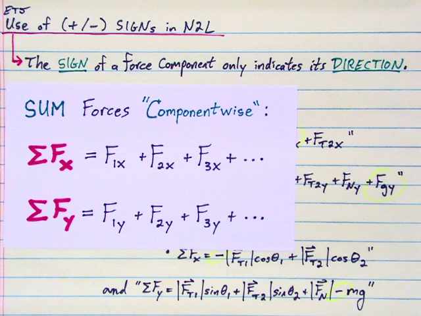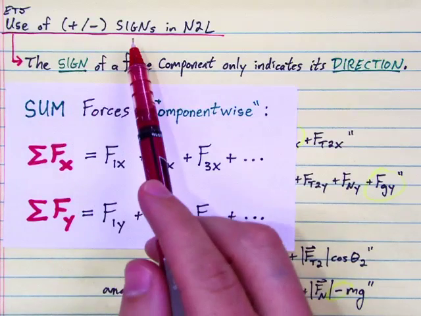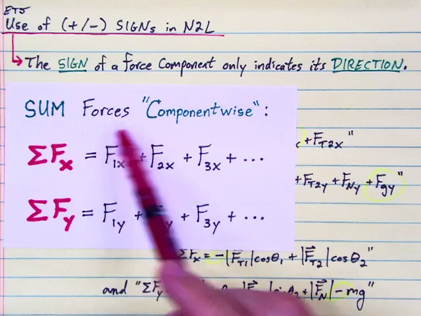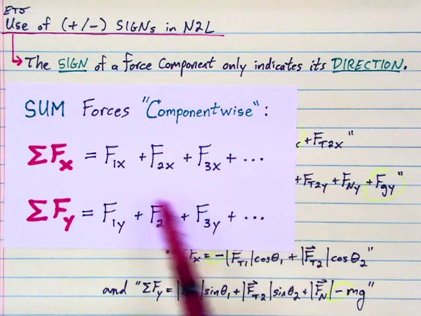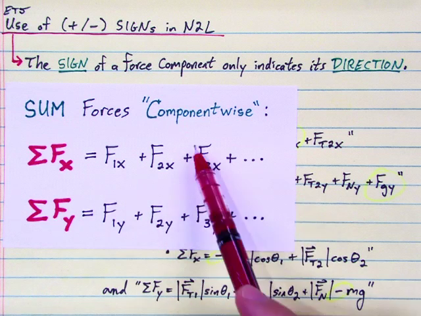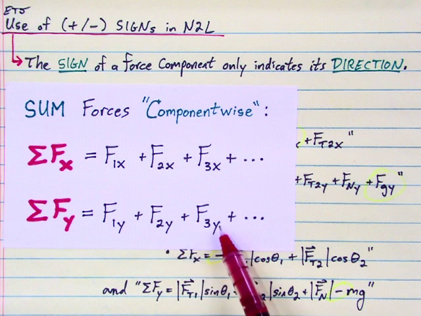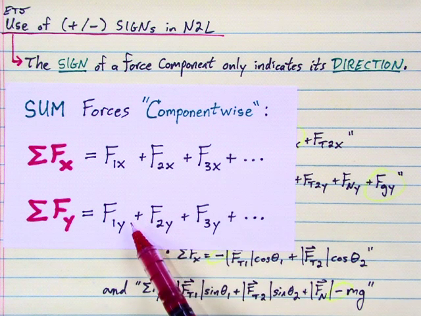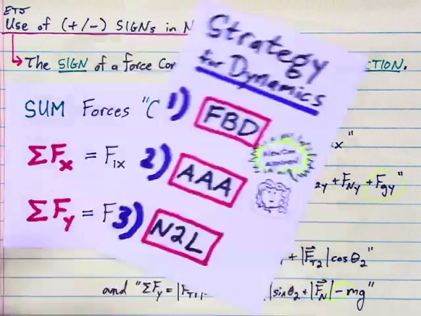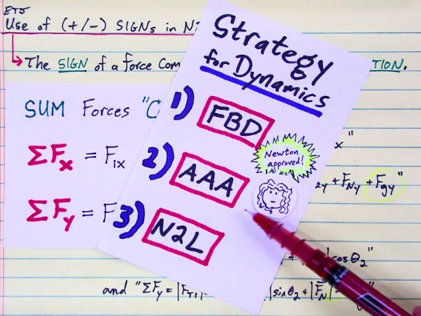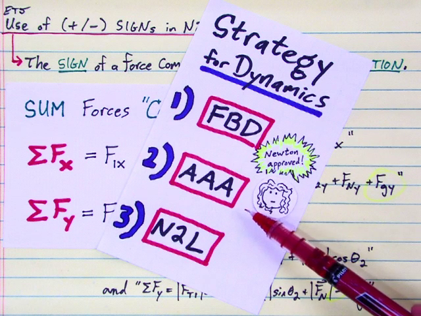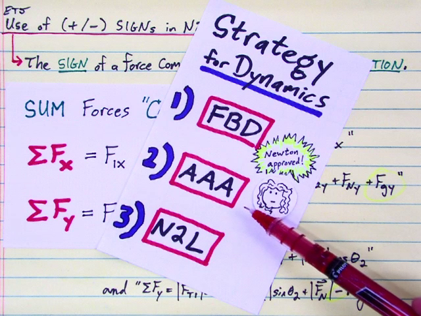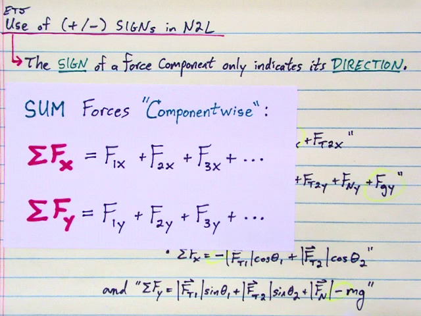This is a technical note on a matter of notation concerning the use of plus or minus signs when you're writing out the sum of forces component-wise in Newton's second law. The sign of a force component only indicates the direction of the force component, whether it points in the positive or negative direction as you defined in the AAA step of our strategy, align your axes with the acceleration. You picked which direction is positive and negative for each axis.